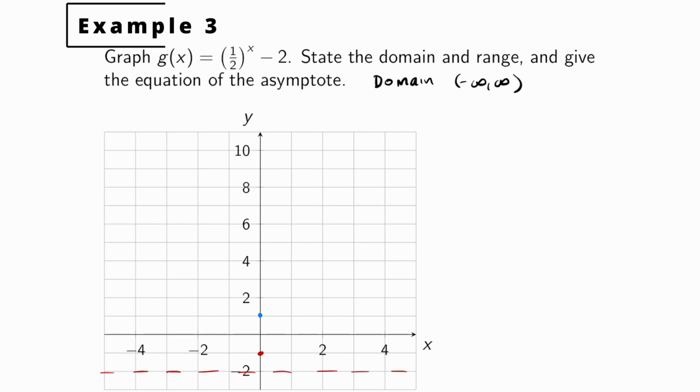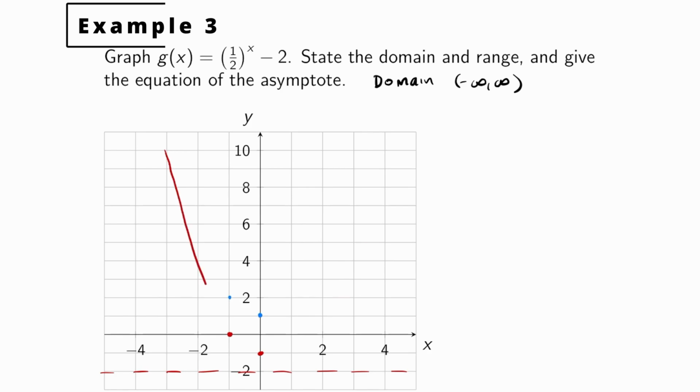And other than that, the shape of this graph should be the same as the shape of 1/2 to the x. So it should look like this. Let's put one more anchor point on this graph. So we also had, for 1/2 to the x at -1, it would go through 2. So that point's going to be shifted down 2 units. So that point's going to be here. Mostly, I just wanted to make sure we got the x-intercept at the right place, but you don't always have to do this. Okay, so that means the graph should look like this.